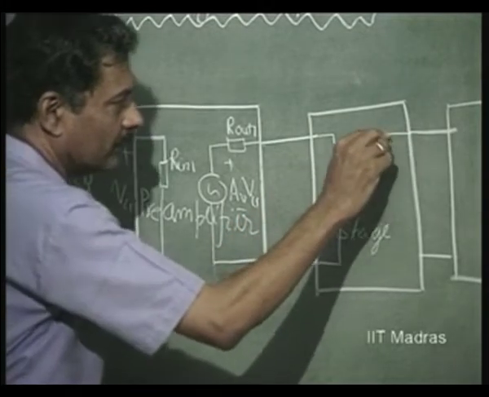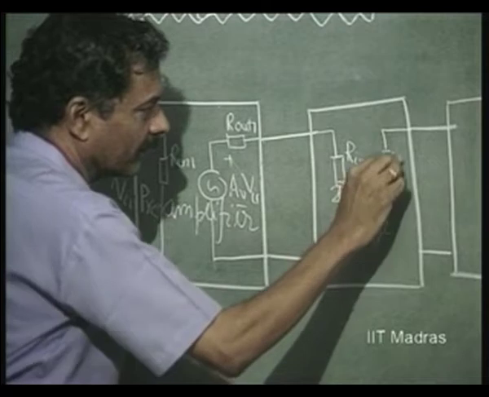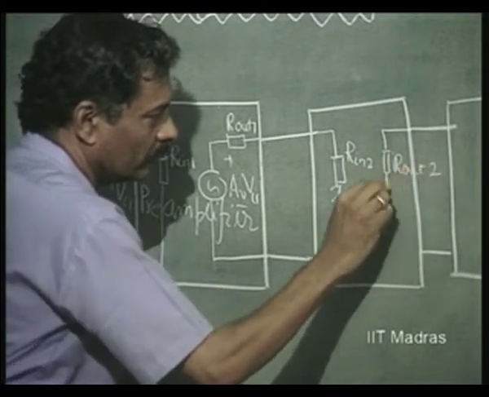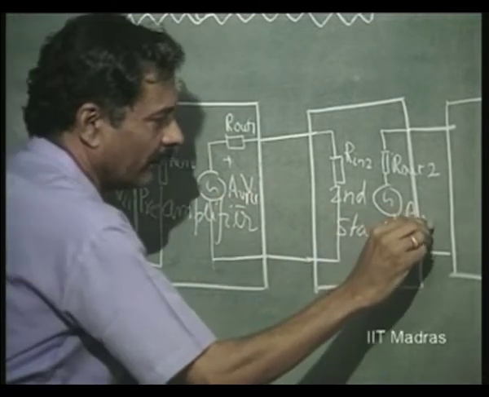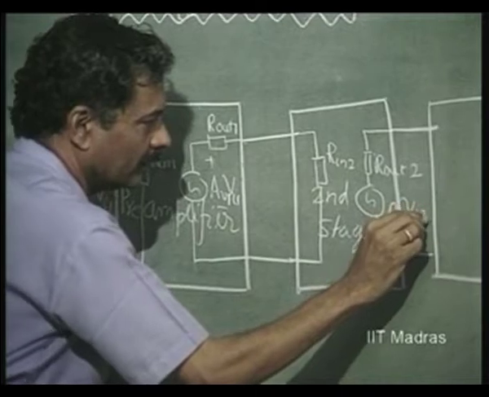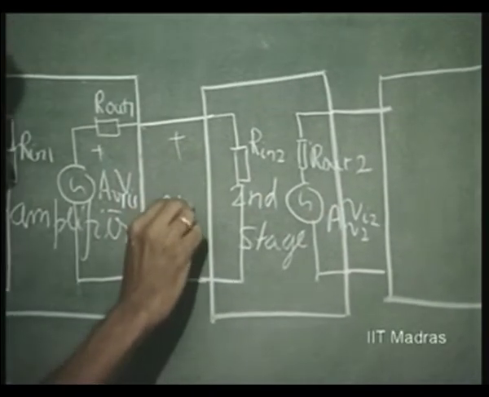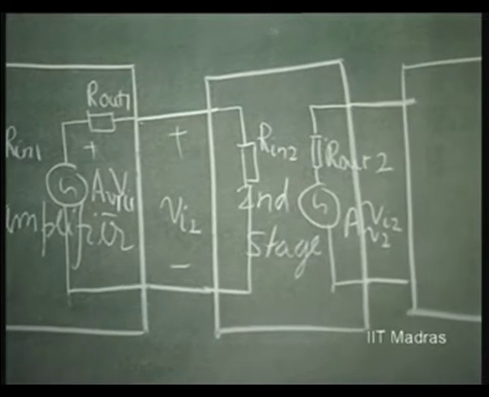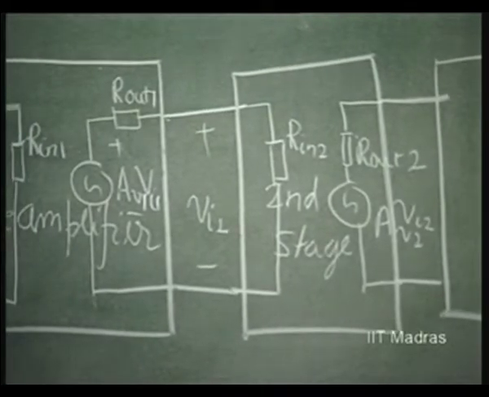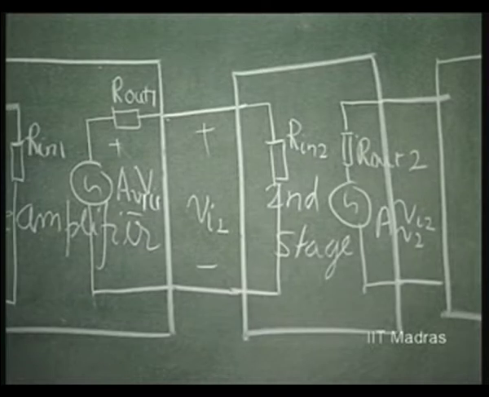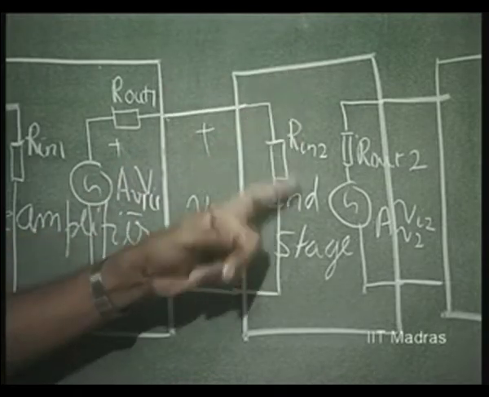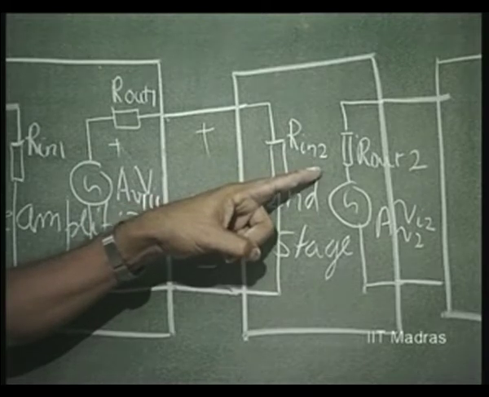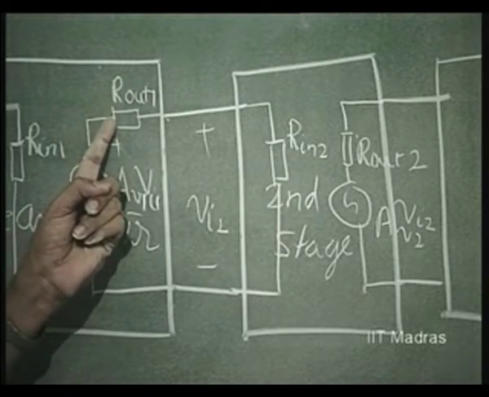And again we have the output impedance of that, R out 2, and AV2 and VI2. The VI2 is this. And so on. So, what happens now due to cascading? We can see here that the gain is reduced compared to the open circuit gain. Gain is reduced by a factor of R in 2 divided by R in 2 plus R out 1.